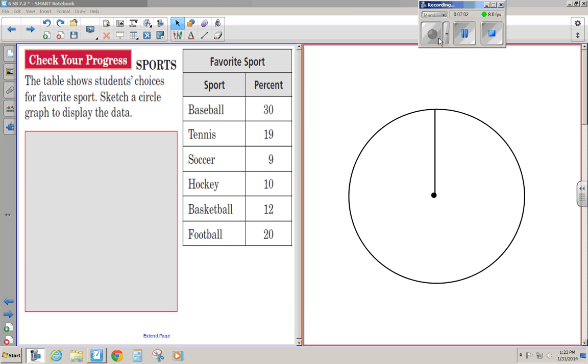All right, so let's take a look at this. Look at all these percentages here. The table shows student choices. Sketch a circle graph to display the data. You have to figure out how to set these up, and these are some pretty tough ones. The one we'll probably start with is this 30%, because it's just about 25. So you could start with 25 and then take a guess and say 25 with a little bit more gives me 30%. So 30% is baseball. Now let's talk about what's left from this.